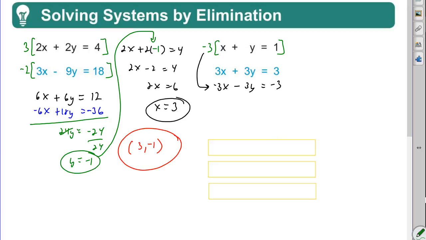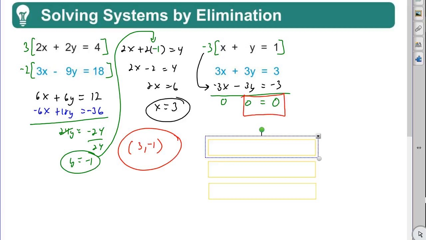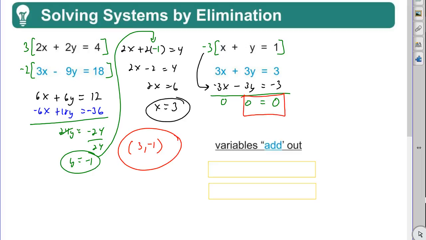Now when I go to add these up, I get 0 there and 0 there. And I end up with, guess what? 0. Now, what you have to do when your variables add out is you have to read the result. Okay, you have to read the result. So the variables add out, what do you do? You read the result. And in this situation, what's left is true.